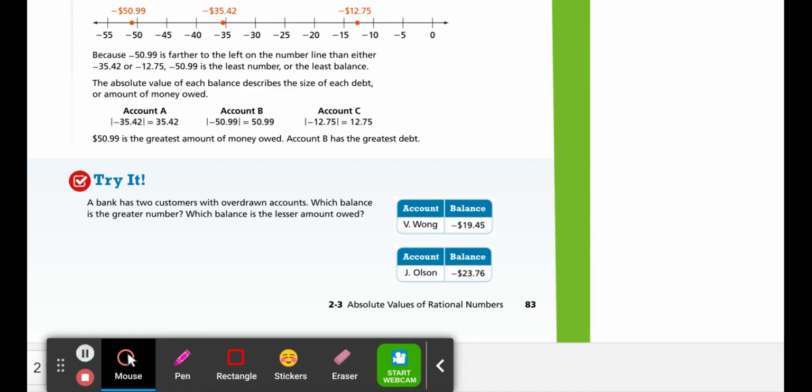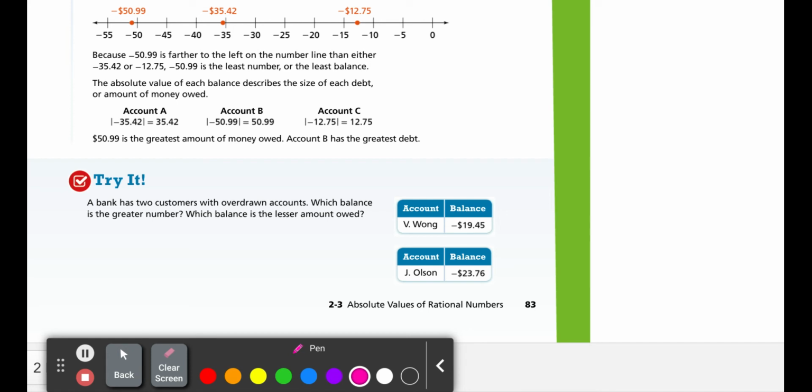Now let's look at this try it question. A bank has 2 customers with overdrawn accounts. That just means they have negative amounts of money in there. They took out more money than they have. Which balance is the greater number? Which balance is the lesser amount owed?